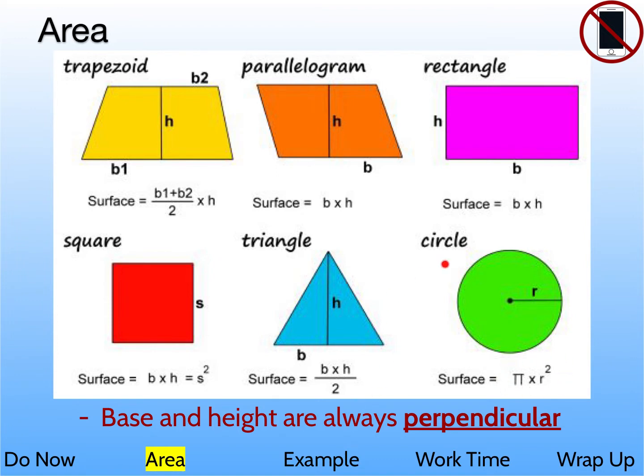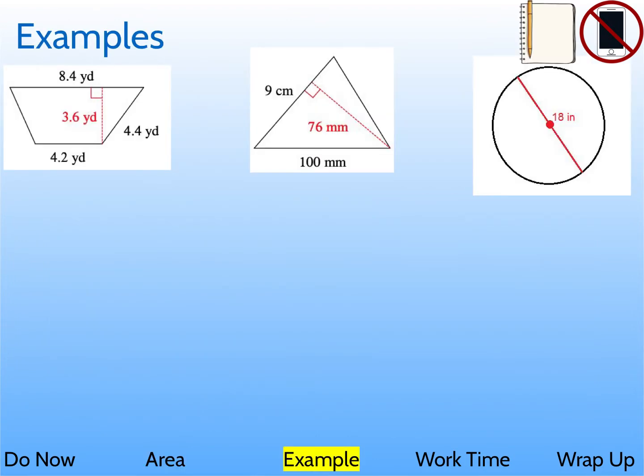Now, a super helpful thing for all of these non-circle shapes here is that the base and height are always perpendicular to one another. Okay, so let's find the area of these figures. The first one is a trapezoid. So the area is going to be b1 plus b2 all over 2 times the height. So base 1 could be 8.4, and base 2 could be 4.2. The height is going to be 3.6, and this 4.4 is not necessary for what we're trying to calculate.